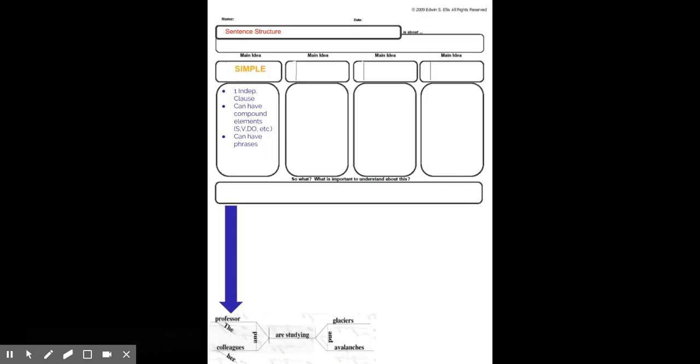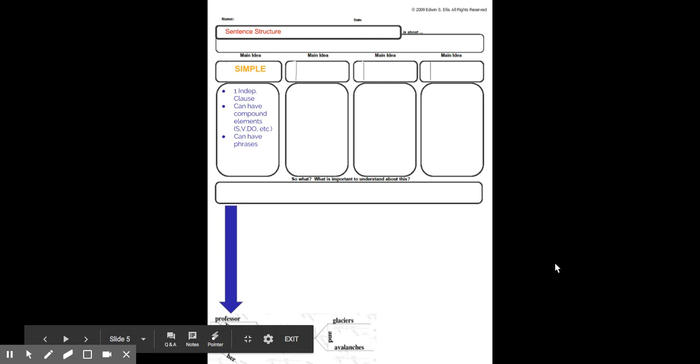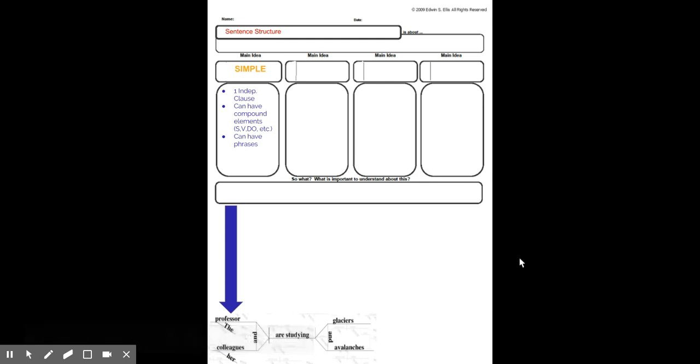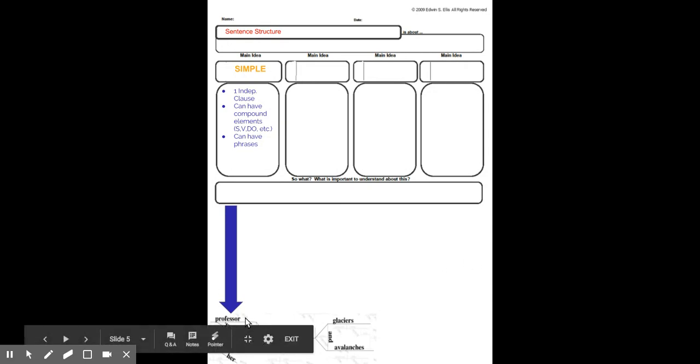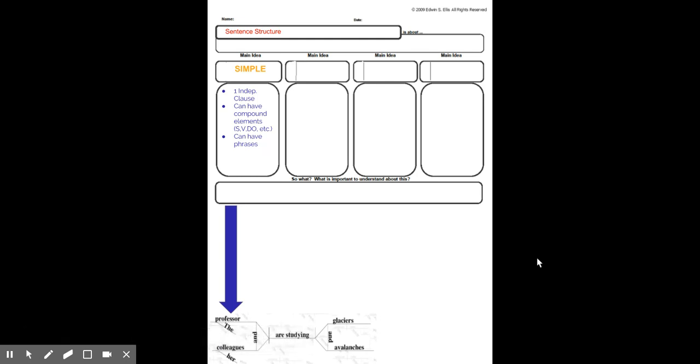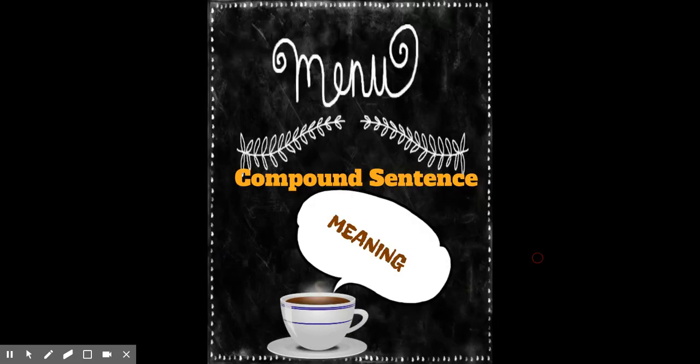Okay, so sentence structure, simple sentence, basic rules: it has one independent clause, it can have some compound elements, and it can have phrases. An example of how to diagram a simple sentence that has compound parts is below. The professor and her colleagues are studying glaciers and avalanches. And you see that you have compound subjects, professor and colleagues, and you have compound direct objects, glaciers and avalanches.